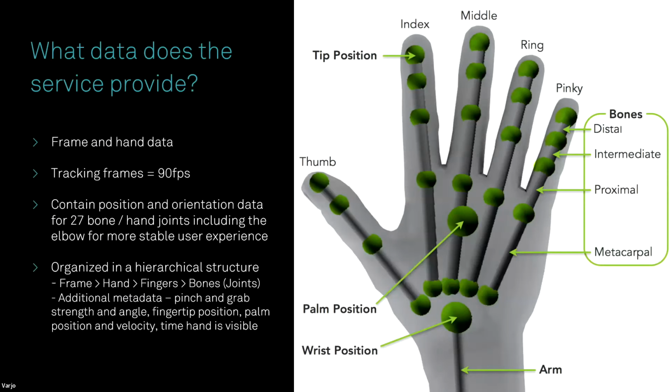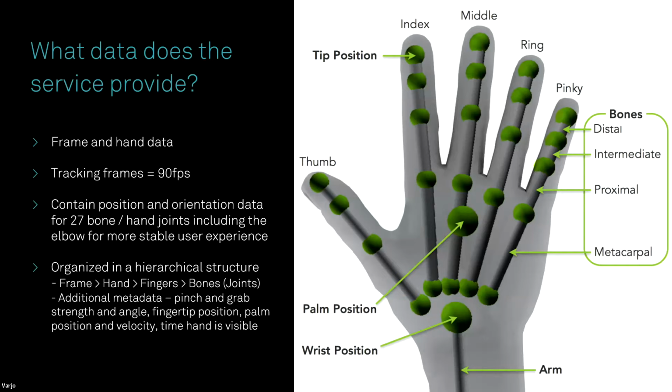Maybe we can go a bit deeper, like what kind of data we actually get out of the service provider. Developers are probably really interested in this. So how does the data come through from the service? We have tracking frames, which are a frame of data captured by our tracking service and the camera. Those come in at 90 frames a second, typically, certainly on the Varjo headset. Those tracking frames contain position and orientation of the joints, and we track 27 bone hand joints because we include the elbow here as well.